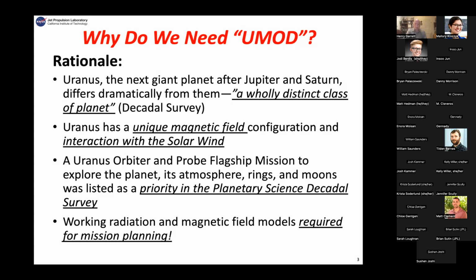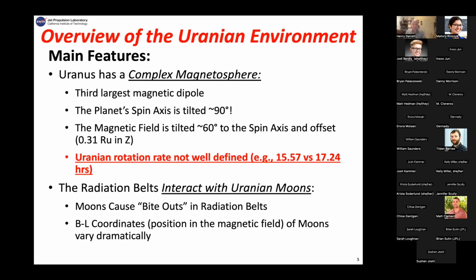So here are the issues. First of all, it turns out that Uranus is tipped almost 90 degrees on its axis, as we all well know. And the magnetic axis is 60 degrees off of that and displaced 3/10 of a Uranian radius along the z-axis. So it's pretty well screwed up, if you want to think of it.